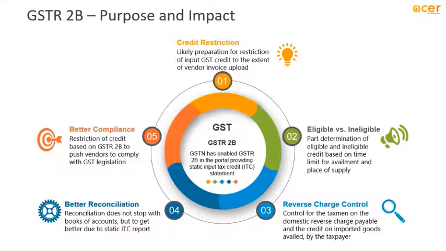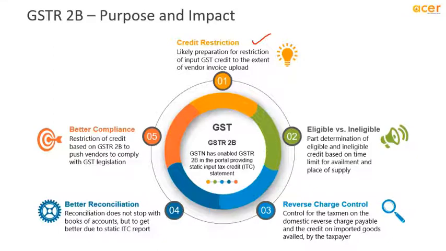So why is this 2B with enhanced features introduced? What is the purpose that it is expected to serve, and what would be the significant impact of that on the assessees? One of the key purposes of GSTR 2B seems to be a preparation for the credit restriction to the taxpayers based on what the vendors have uploaded into the system. So there have been various attempts in the past to ensure that there are no revenue leakages to the government and only authorized credit is availed by the assessees.